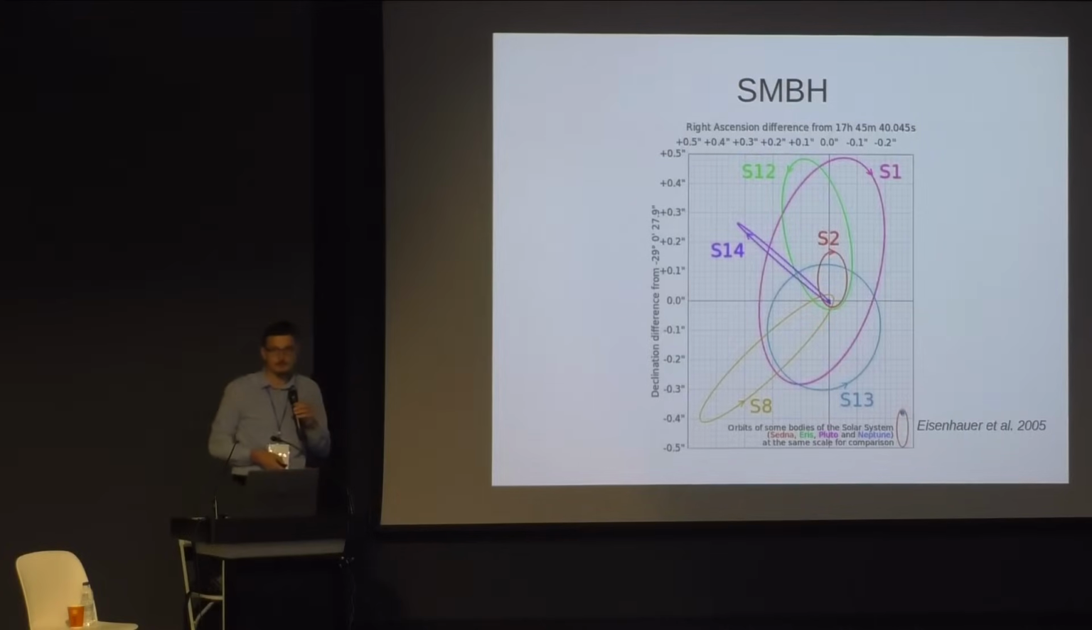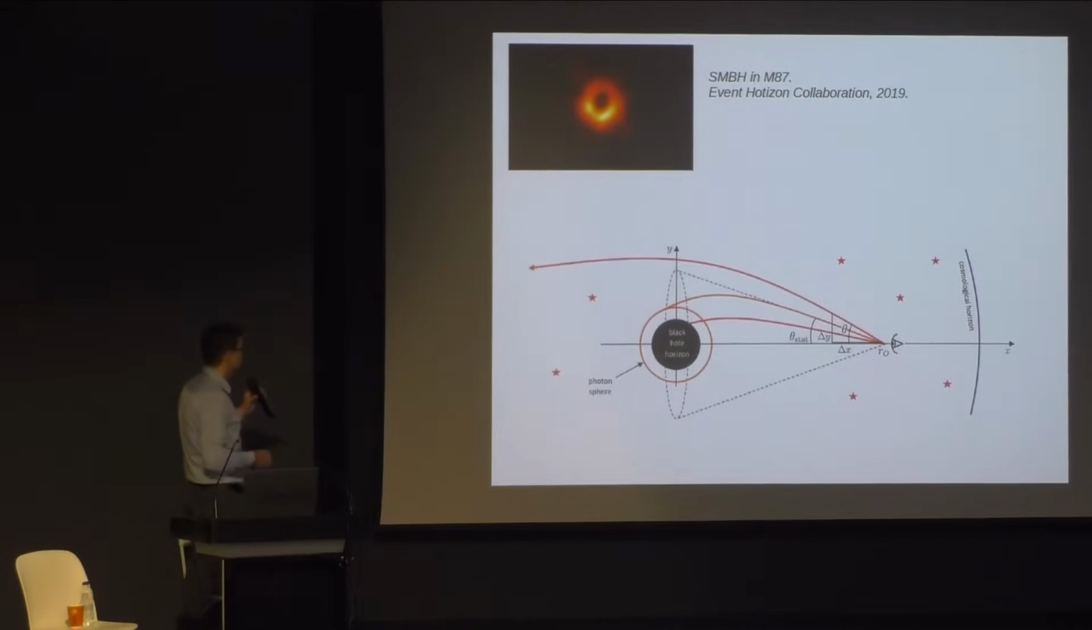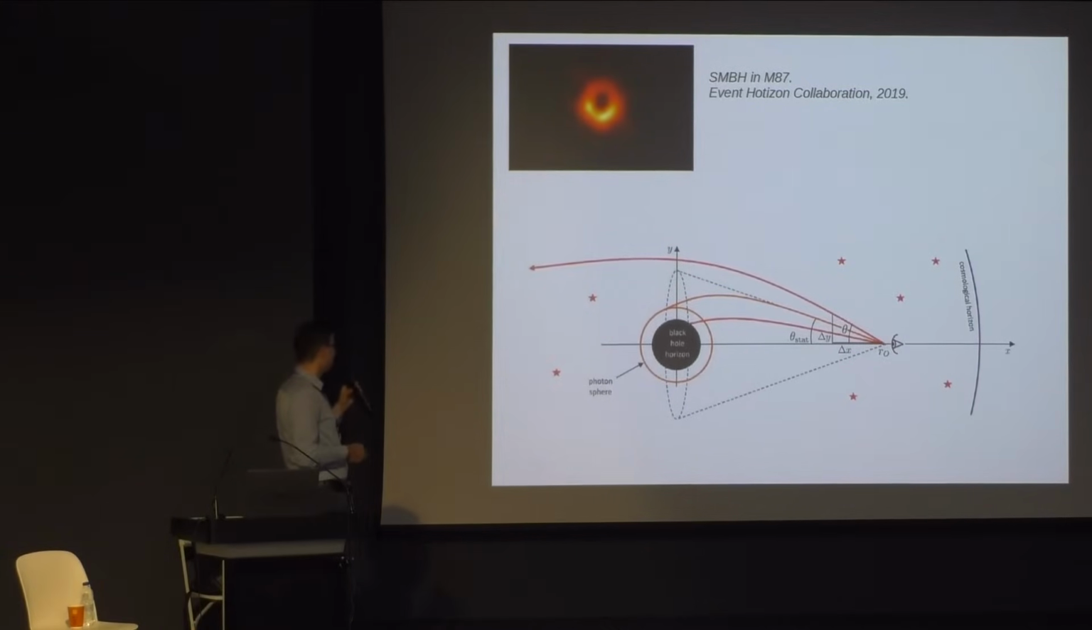Of course, a few years ago, we detected the surroundings of a supermassive black hole. The first one was in the M87 galaxy, a large, massive elliptical galaxy, and the Event Horizon collaboration in 2019 detected the surrounding gas around the black hole, and we call it the shadow of the black hole. It's a circle which is the projection of the last photon sphere, the last stable trajectory of a photon moving around the black hole.